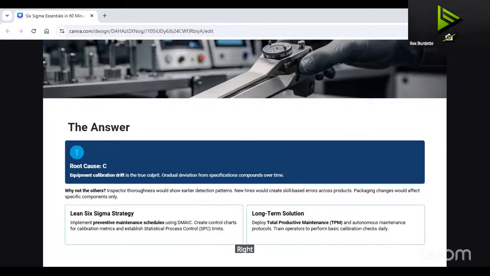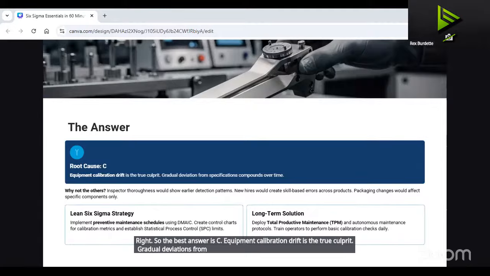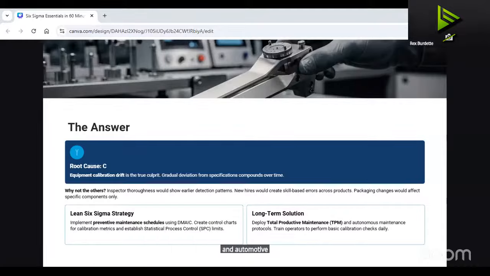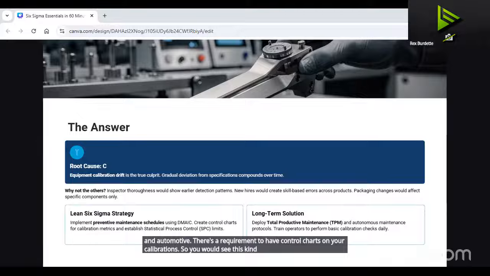Right. So the best answer is C. Equipment calibration drift is the true culprit. Gradual deviations from specifications compound over time. I know that in automotive, there's a requirement to have control charts on your calibrations. So you would see this kind of thing in your timeline study. You might ask yourself, why not the others?